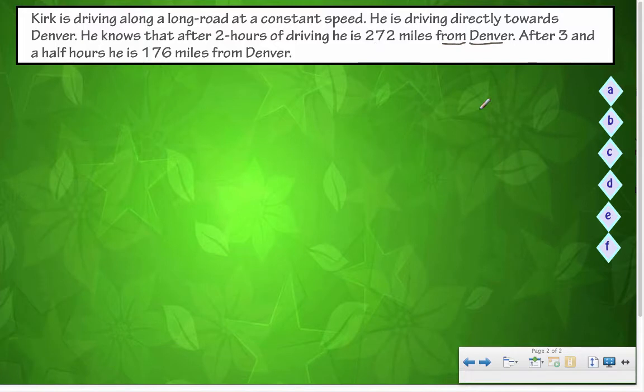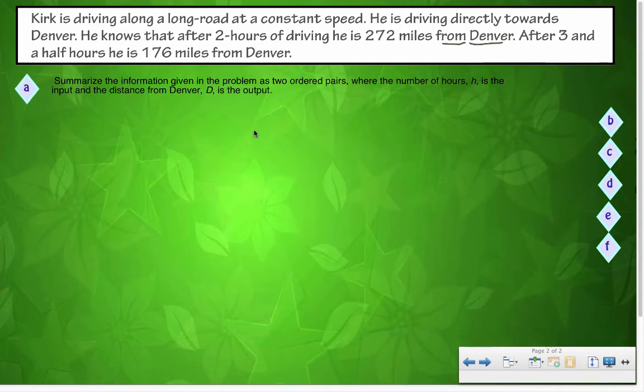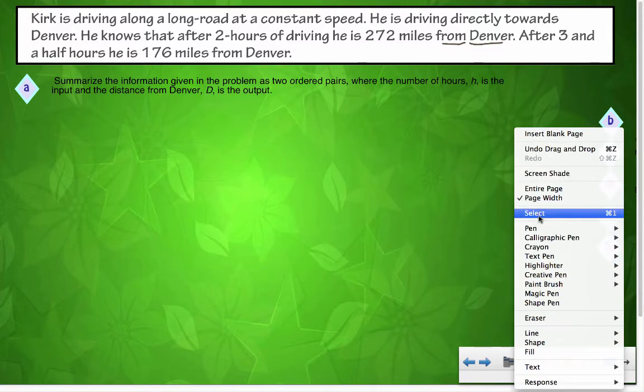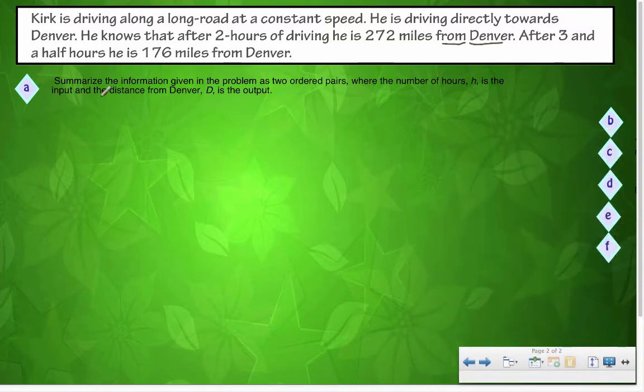We're going to want to model this with a linear function. This one's a little tricky to do, but let's get at it. First off, since it's a linear function, we want to have two ordered pairs. We've learned that all this chapter. How do you find the equation of a line? You use point, point. So one of his points was 2 hours, and he's 272 miles from Denver. His other point is 3.5 hours, and he's 176 miles from Denver.